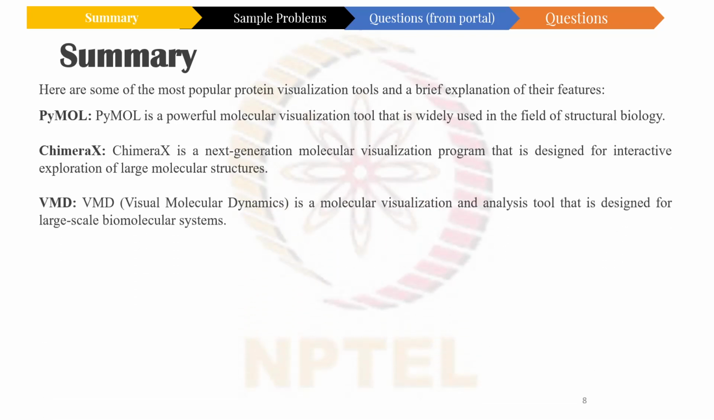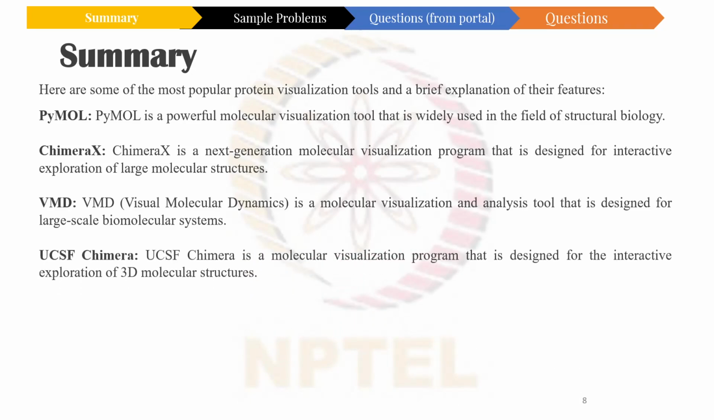Next is VMD. VMD stands for Visual Molecular Dynamics, which is used for molecular visualization and analysis of large-scale biomolecular systems. It includes advanced features such as support for multiple graphics cards, interactive molecular dynamics simulations, and scripting. VMD is used to visualize dynamic molecular simulation movies or analyze the output of molecular dynamics simulations.